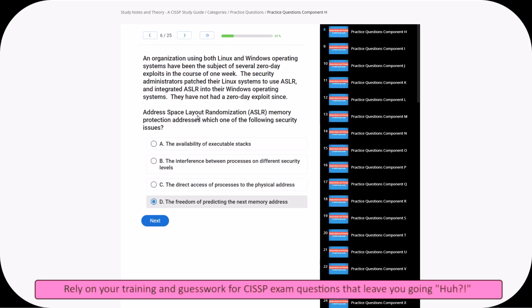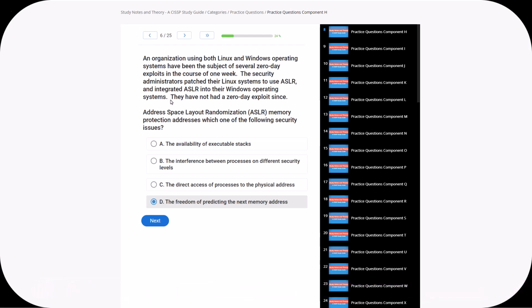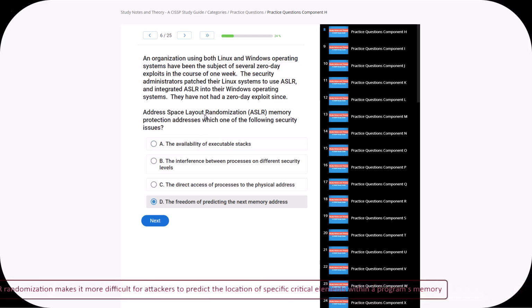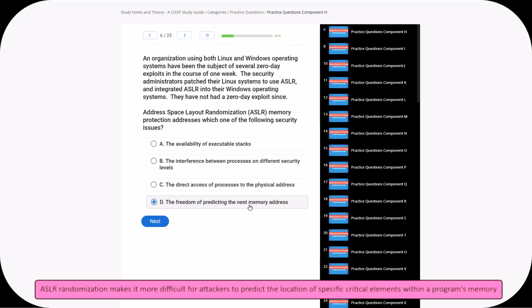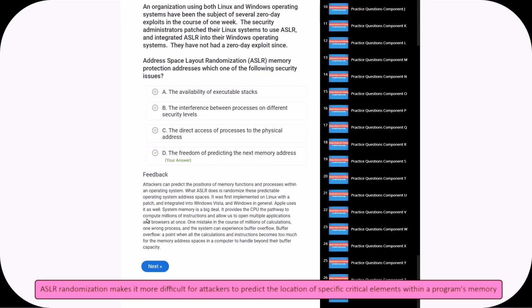Since ASLR has the word randomization in it, and memory protection, I think the word randomization and the freedom of predicting the next memory address go together. I'm going to say this is the right answer purely as a guess. I have no idea what the question is asking. I have no idea what the choices mean, but because of the word randomization and the freedom of predicting, I think it's the right answer. Here we go. Yes, I can't believe I got that right.